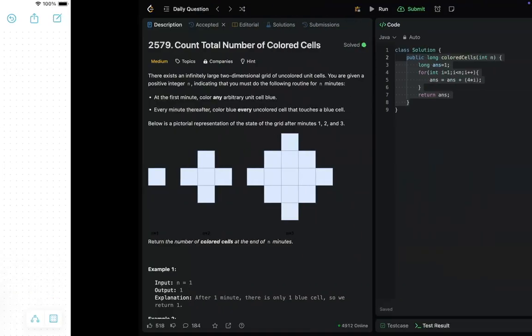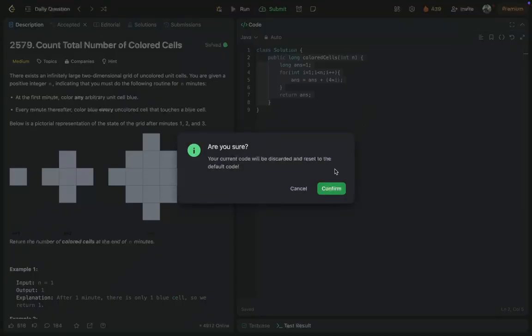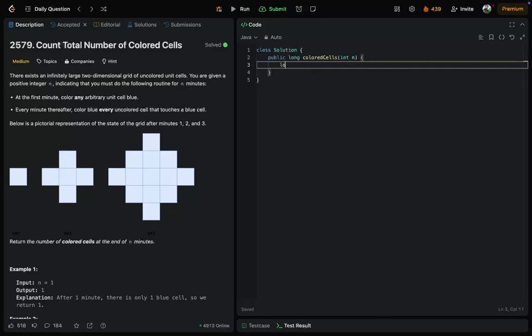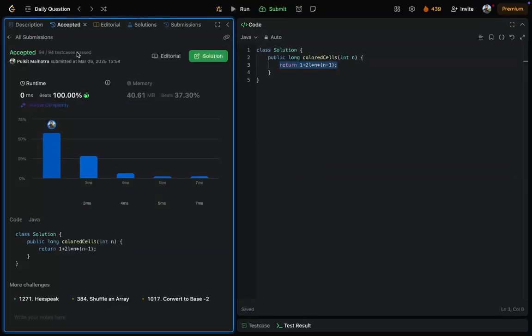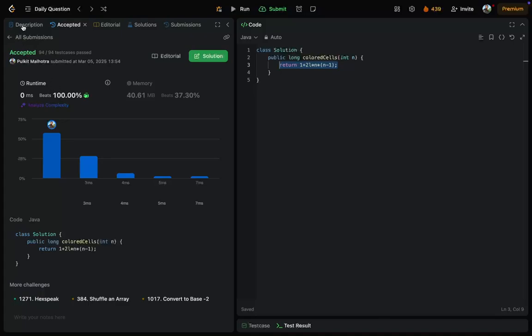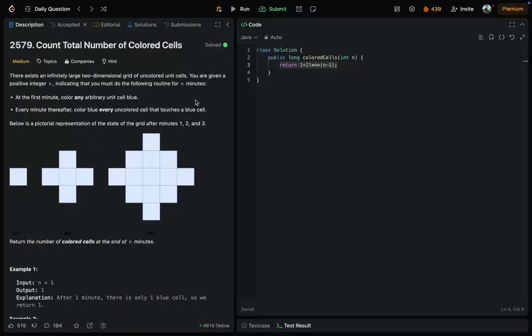So let's code this. I hope it will work. Let's directly return the answer: 1 plus 2 multiply n multiply n minus 1, and let's make it a long, and let's submit this. And yes, working fine, beat 100%. This is the fastest approach. In this, the time complexity is constant, space is also constant. Thank you all for watching.